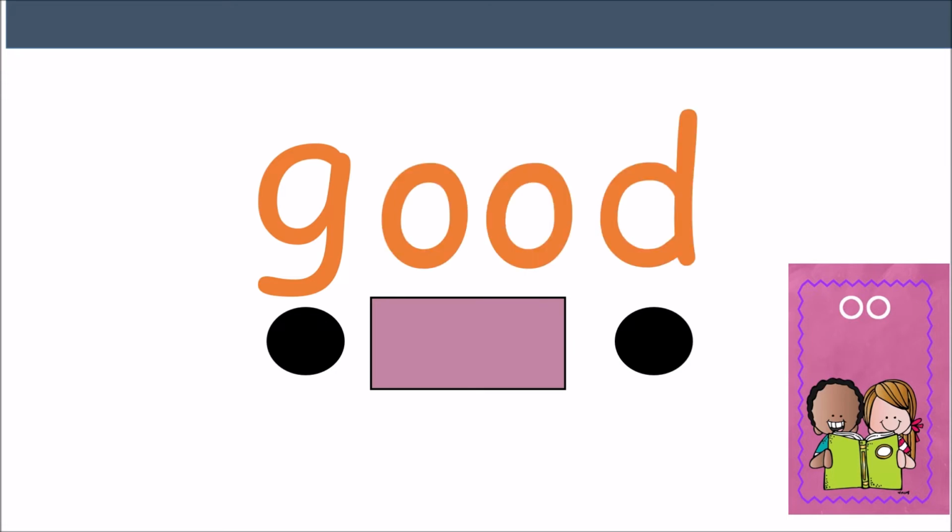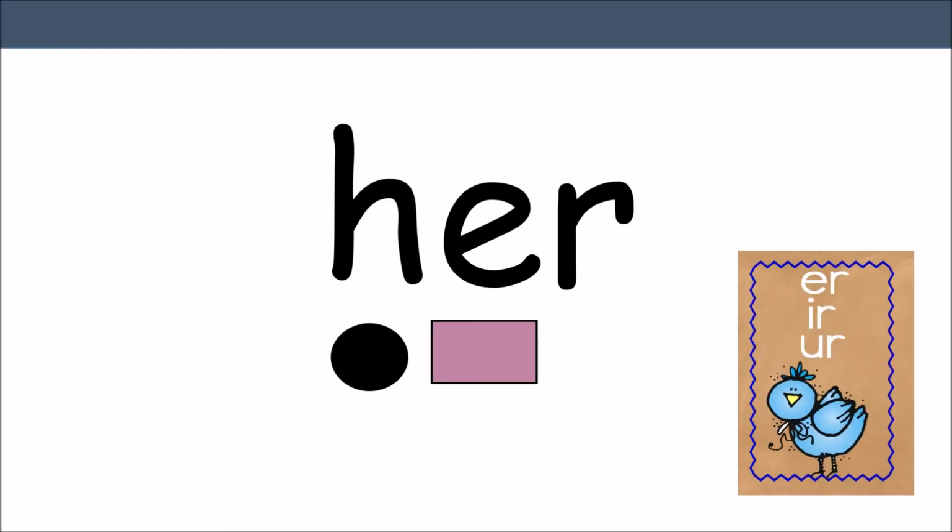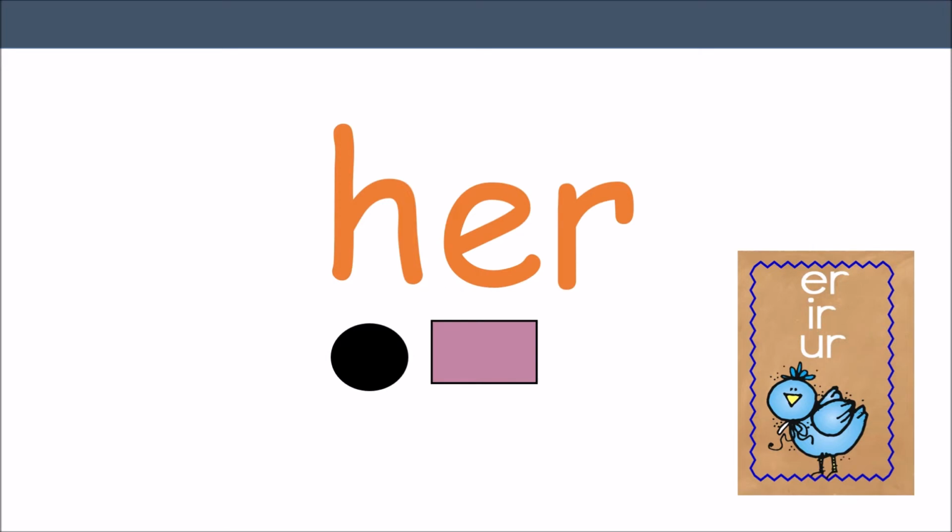Good. Double O is a part of the sound spelling patterns. This double O is making an sound. Good. Her. The ER makes an sound, just like IR and UR. Her.